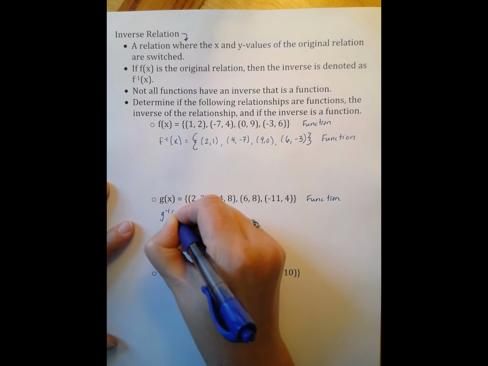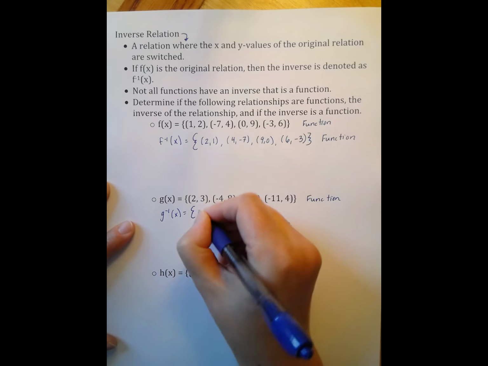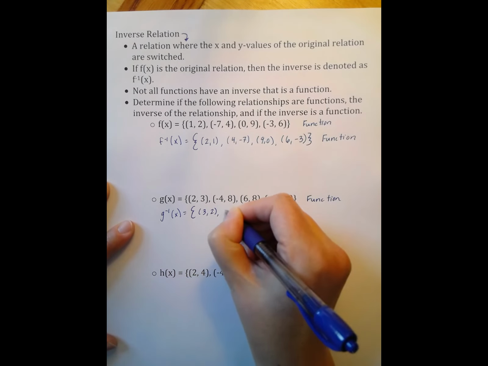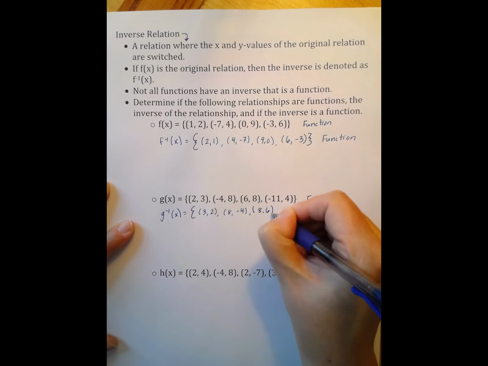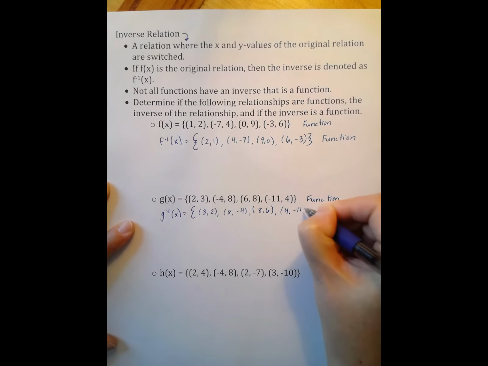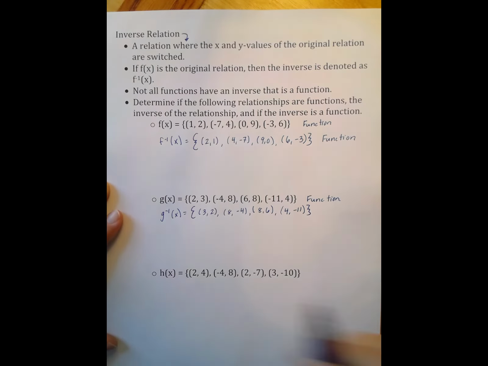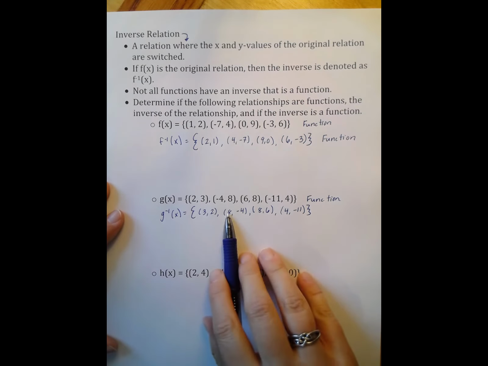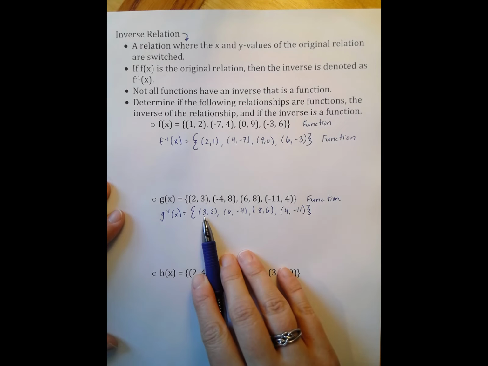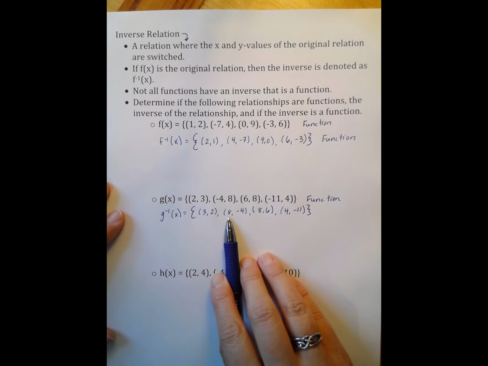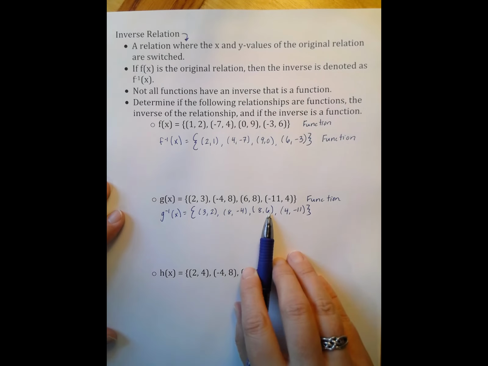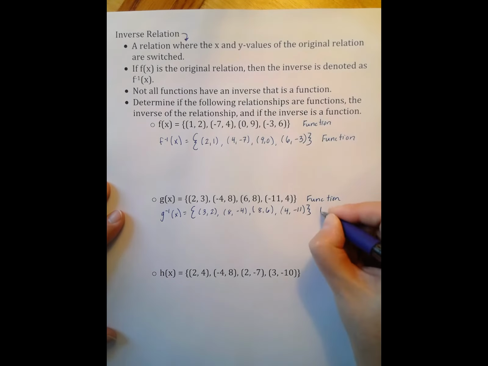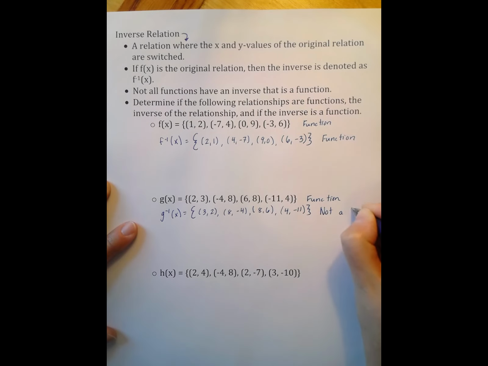G inverse of x. Switch the x's and y's. 3, 2, 8, -4, 8, 6, 4, -11. Now in this case, I have two 8s. If I say to you 3, you would say the output is 2. But if I say the input is 8, you're going to have to say it's either -4 or 6. And the minute you have to say two of them, that means it is not a function.